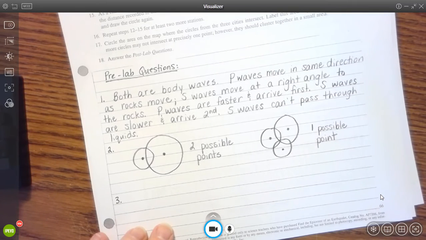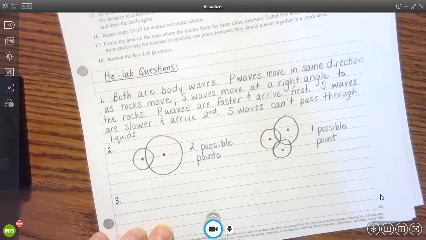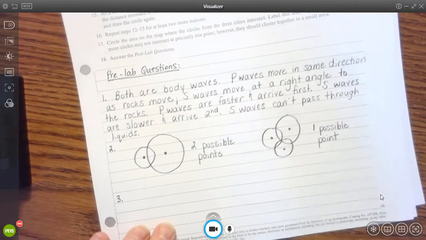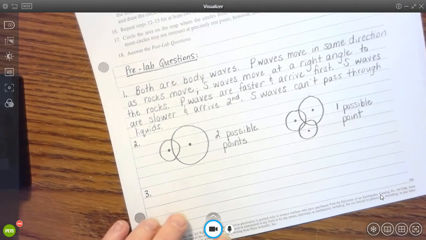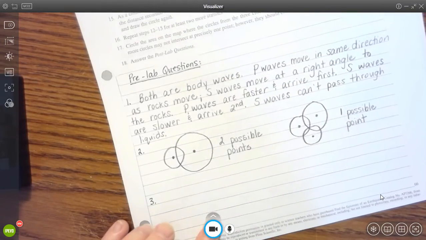And when they were actually doing this in real life, you would have data for more than 3 stations. And in fact, when we do the actual lab activity, we're going to have data from, I think, 4 stations, maybe 5 stations. But you actually only have to have 3. 3 is the minimum. You can have more than that, of course, and that kind of backs up your data and reinforces your data. But 3 is the minimum that you have to have.